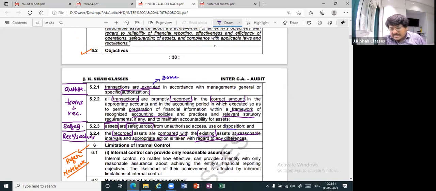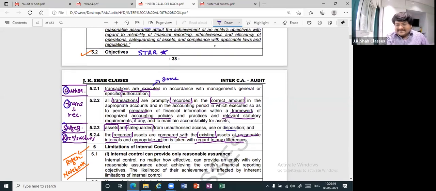Thereafter, the recorded assets are compared with the existing assets. Existing means actual. At reasonable intervals, appropriate action is taken with respect to any difference. So it is nothing but recorded versus actuals. All clear? There is a way to remember. The way to remember is a star. See now, this is S, T, A, and R. See, it's a star.